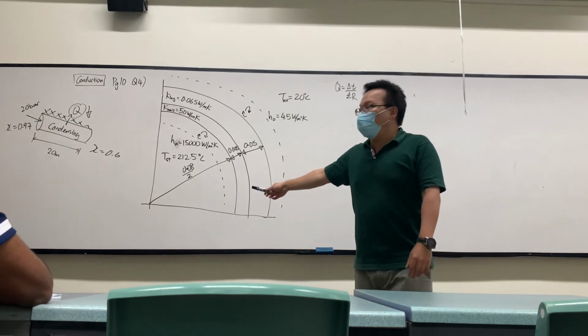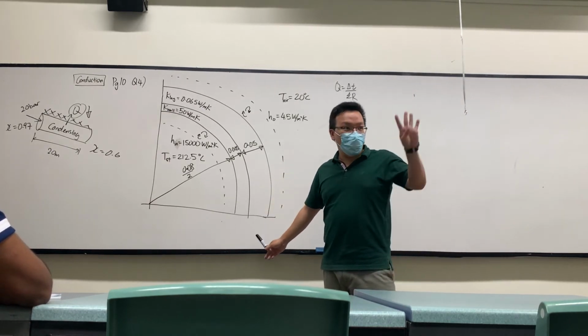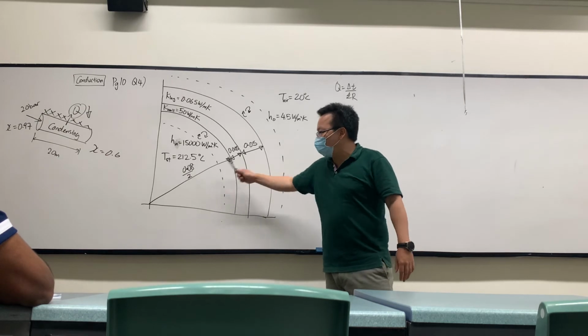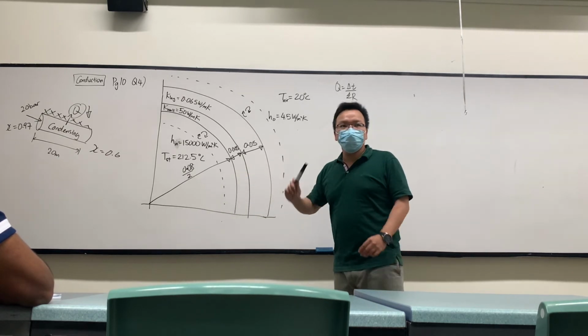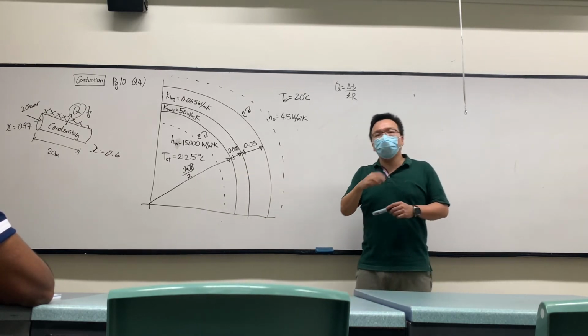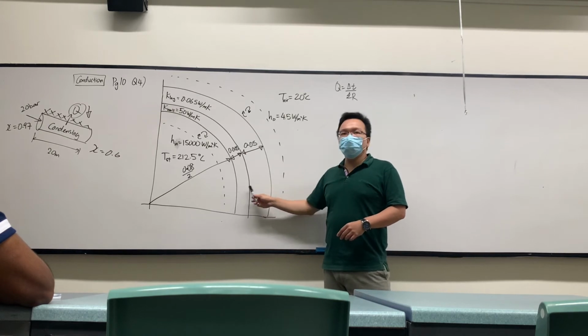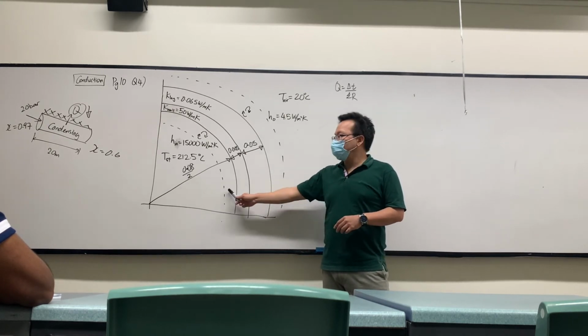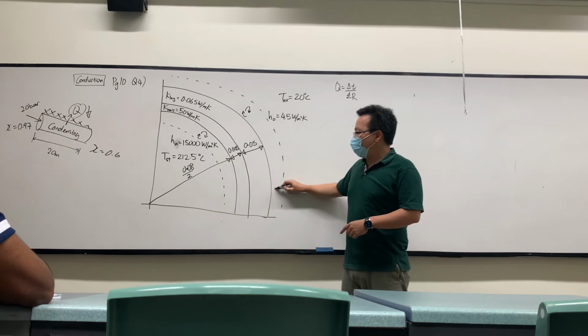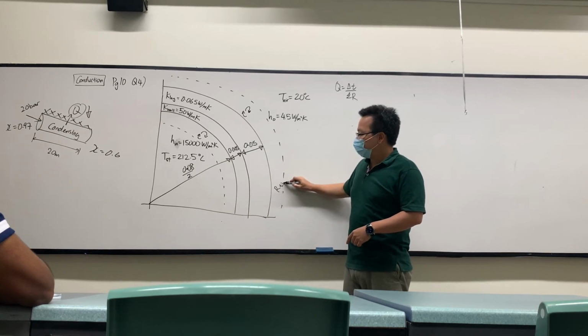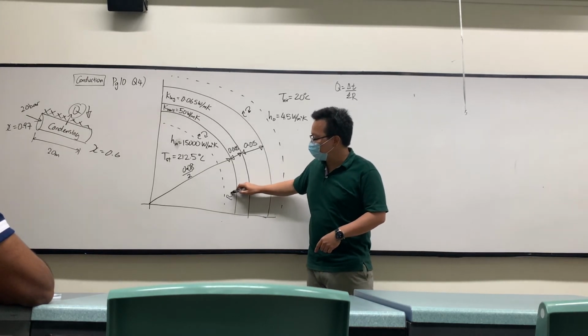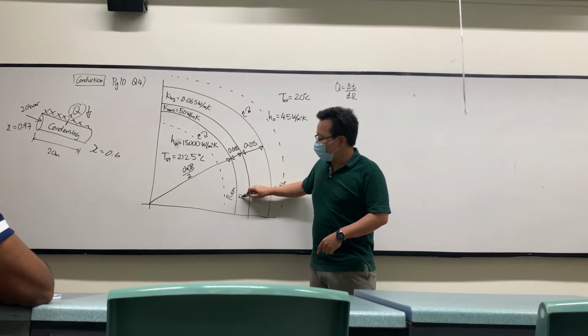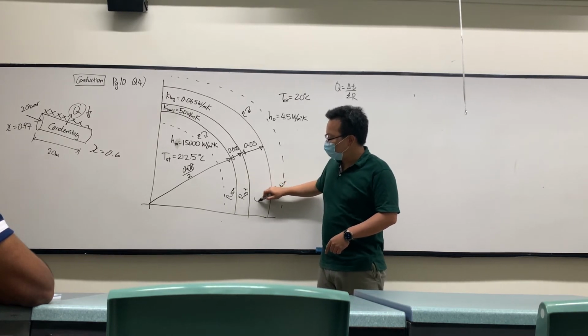So in total, how many layers? 4. 1, 2, 3, 4, from inside to outside. Clear? How many is conduction? 2. How many is convection? 2. So this is actually R film. This is R film. This is R cylinder. R cylinder.